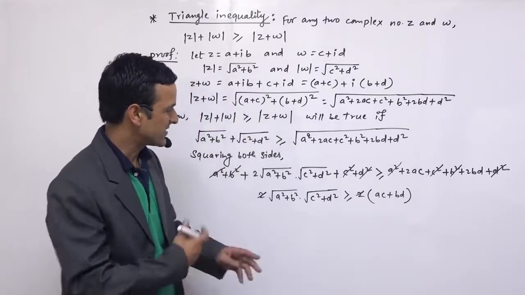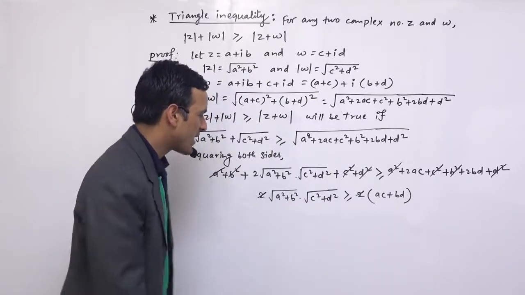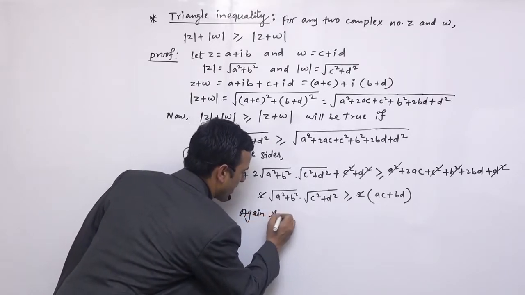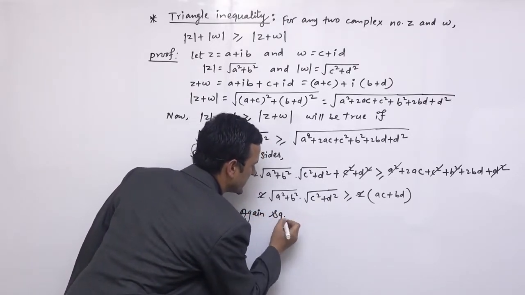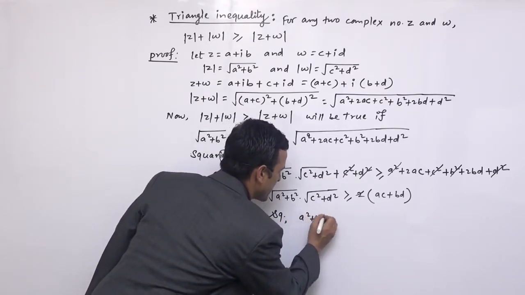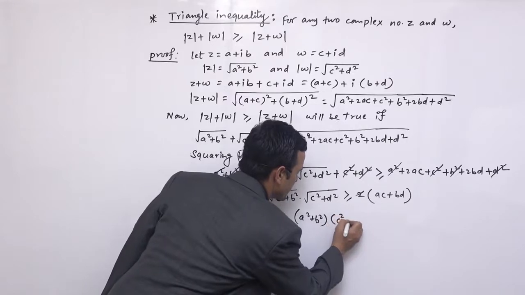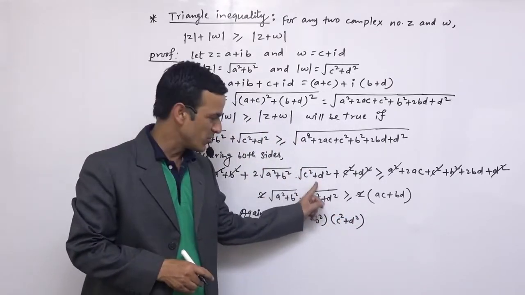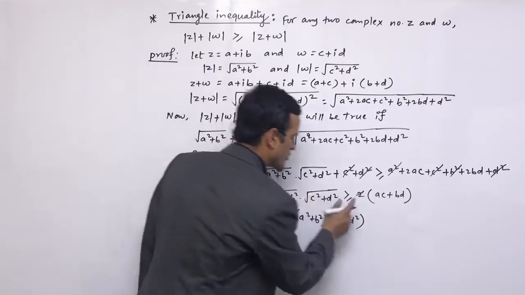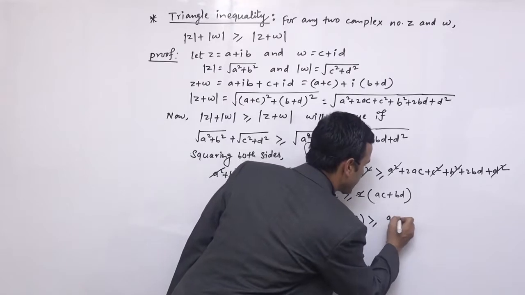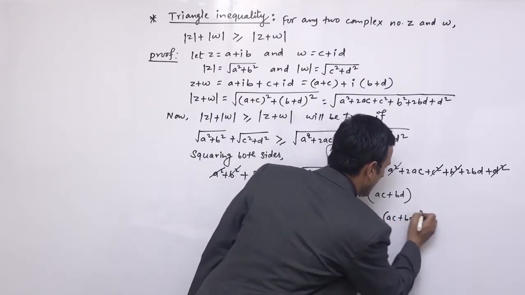So if you cancel 2 and 2, then we get this term and this term. So again we can take the square. Taking square of this term, again squaring, then (a square plus b square) times (c square plus d square). So the root we can remove, all the root we can remove, and this is greater than or equal to (ac plus bd) whole square.